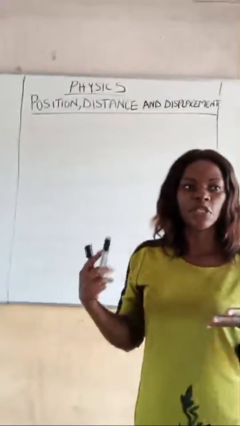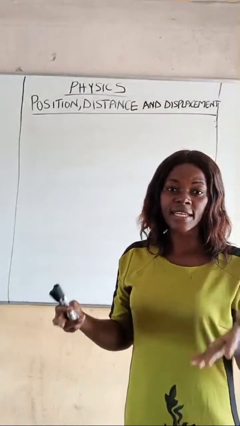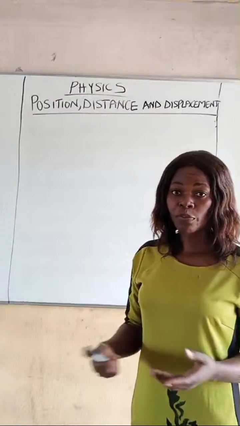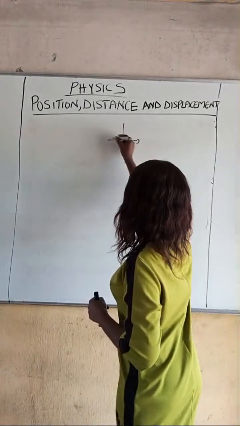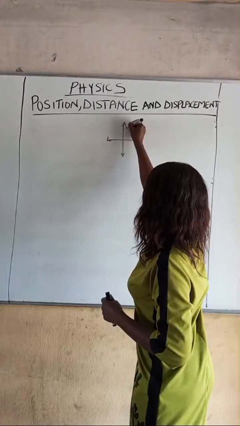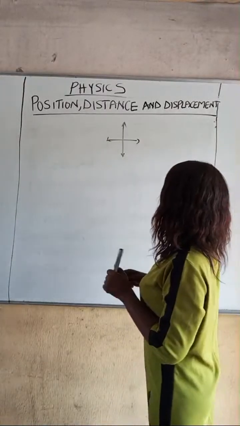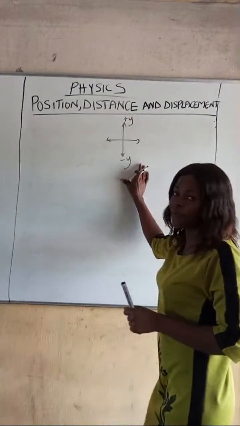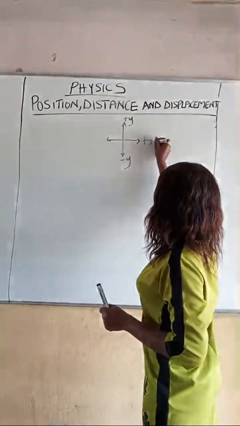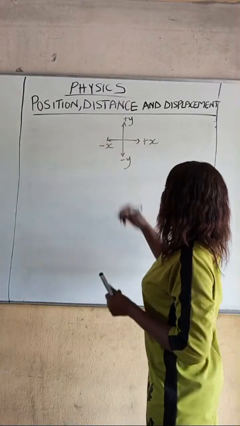All right. I said if you use these two coordinates, we can certainly get the position of an object. For example, I have this. This is positive y and negative y, and this is positive x and negative x.